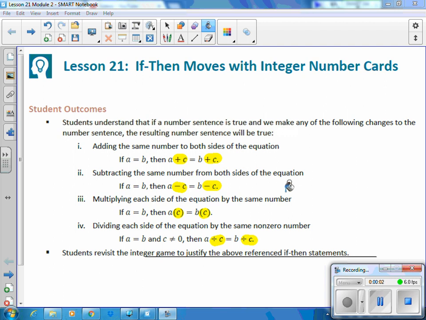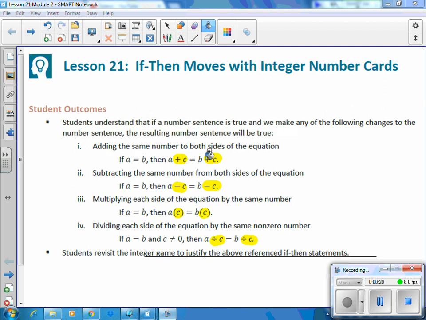This is Mrs. Zappia with Lesson 21 for Module 3, If-Then Moves with Integer Number Cards. Student outcomes for this lesson. Students understand that if the number sentence is true and we make any of the following changes to the number sentence, the resulting number sentence will be true.